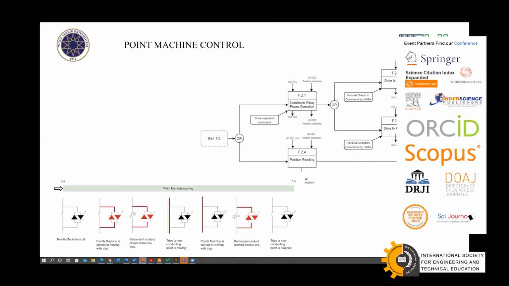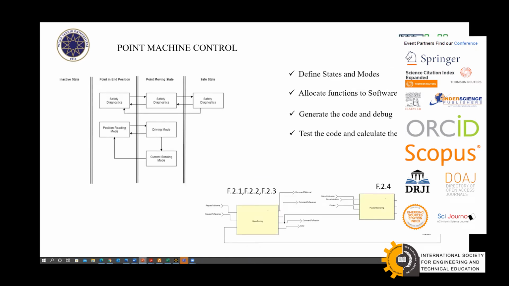In detail, function 2 is broken down to a more detailed level. Function 2.4 is about position reading and it is the initial function of the controller. Function 2.1 is switch over signal power operation, which selects which cable function is needed. Functions 2.2 and 2.3 are the motor driver functions. Since hybrid contact technology is to be used for safety reasons, the sequence shown in the figure should be implemented in the software. Therefore, states and modes of the controller should be defined.